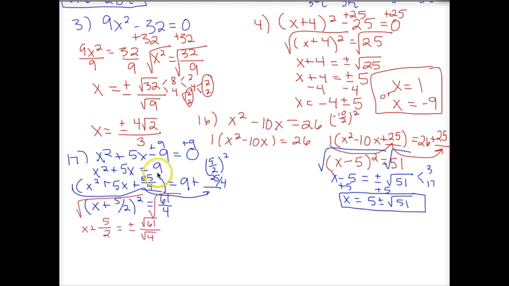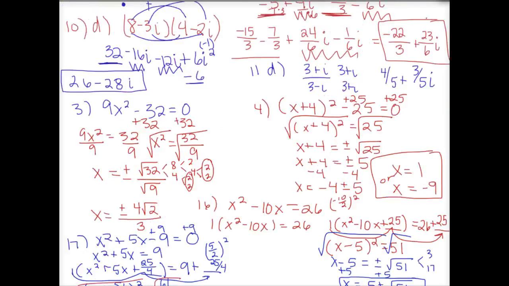Next, simplify my radical. Square root of 61. 61 does not have any perfect square factors, so I can't do anything to it. I can, of course, simplify this. So I've got x plus 5 halves equals plus or minus the square root of 61 over 2. So then my final step is to subtract the 5 halves. So remember to keep the plus or minus attached to where it was originally attached to. So plus or minus radical 61 over 2. And so these would be my answers here.